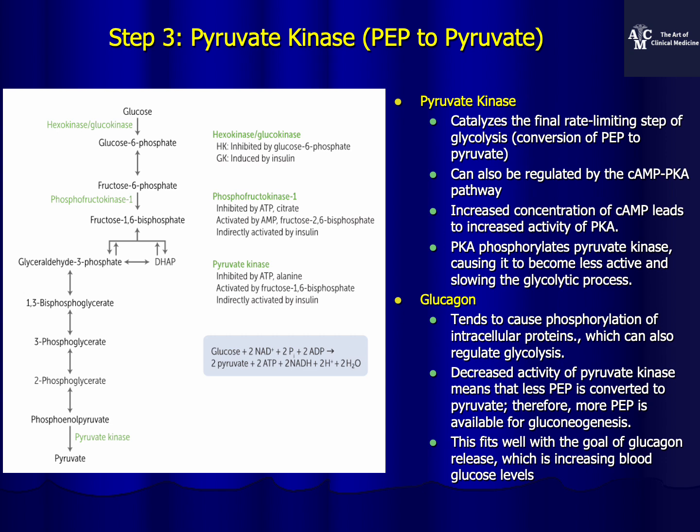Glucagon, again, causes more phosphorylation, so it prevents this from happening faster because it's going to want glucose released into the blood, so it'll activate the reverse process. Insulin is more anabolic, so it's going to stimulate this process further down and form more ATP.